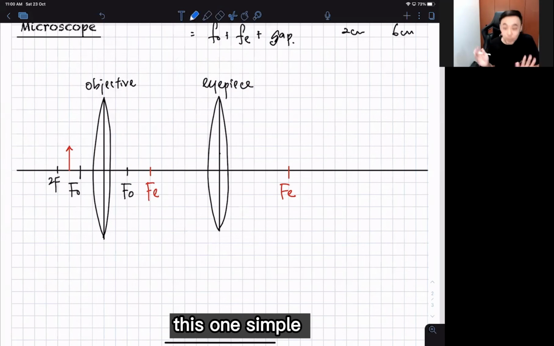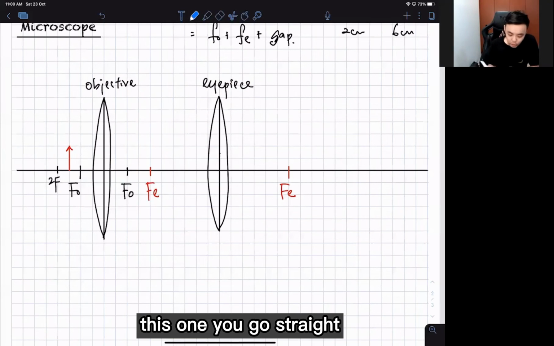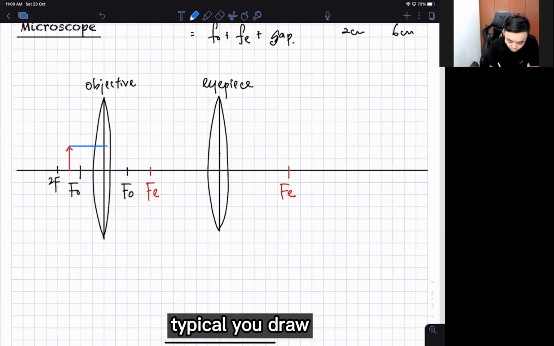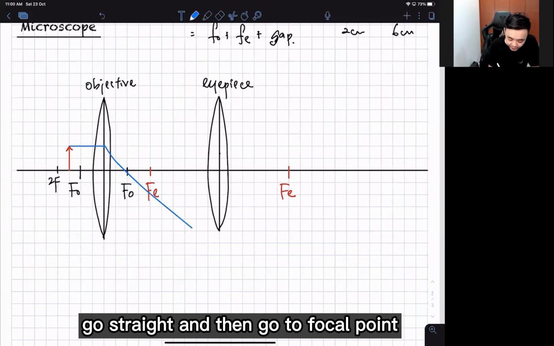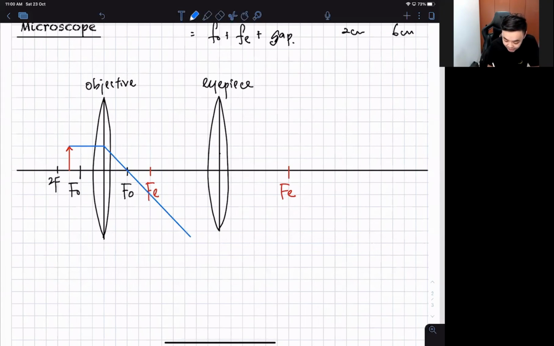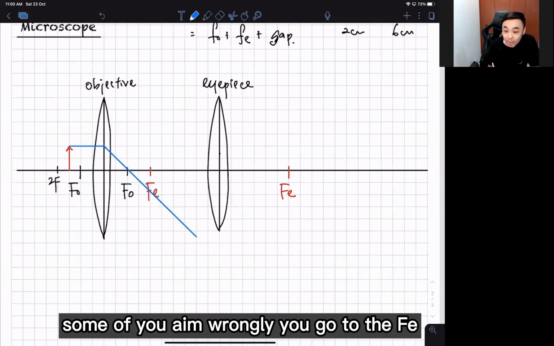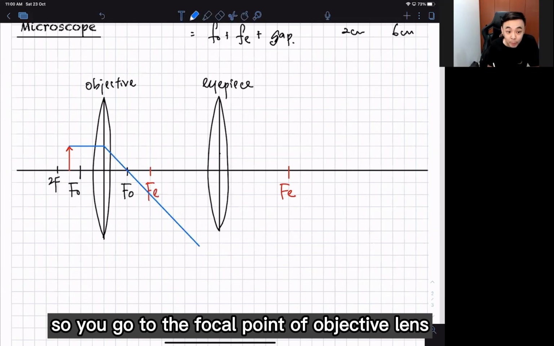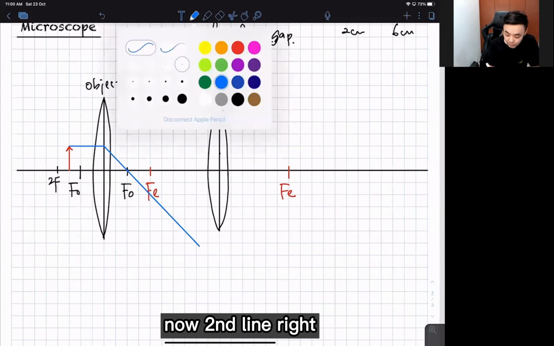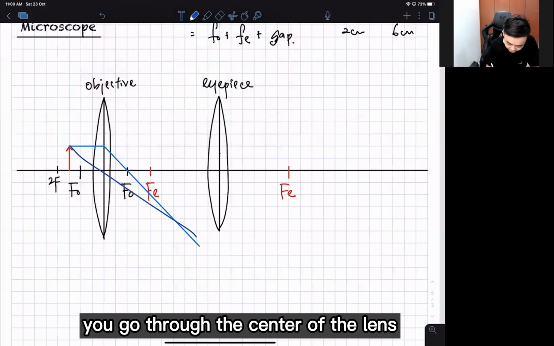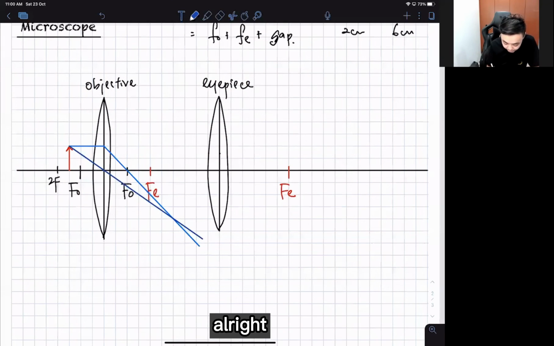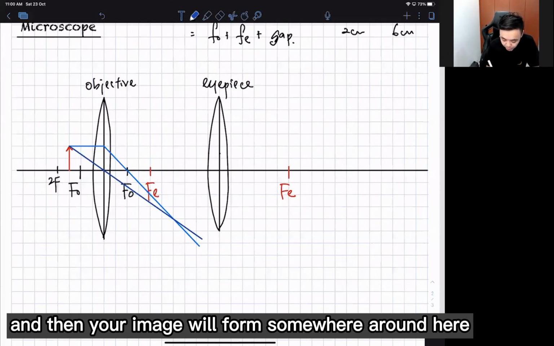Now we go on some more. How do we draw? This one's simple. Draw as usual. First one, you go straight. Typical drawing. Go straight and then go to the focal point. Aim correctly. Some of you will aim wrongly and go to the FE one. This is the objective, so you go to the focal point of the objective lens. Now, second line, you go through the center of the lens, typical, and then your image will form somewhere around here.